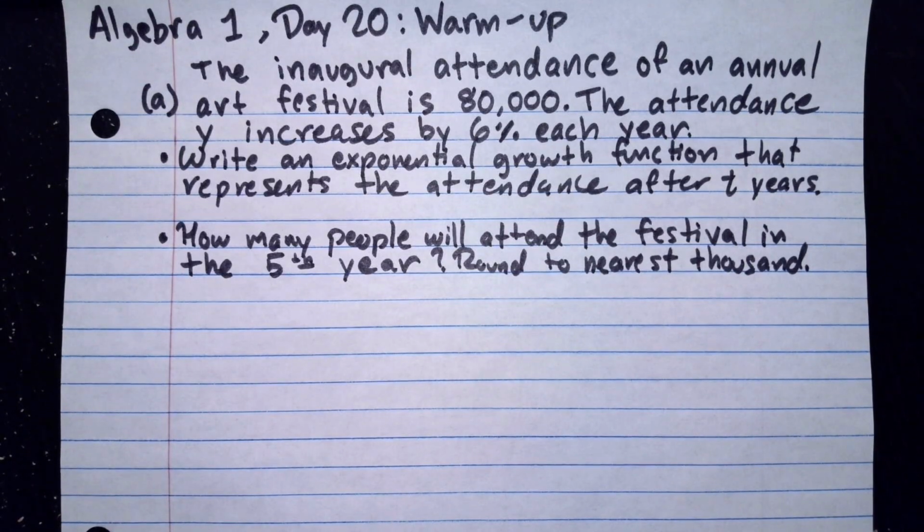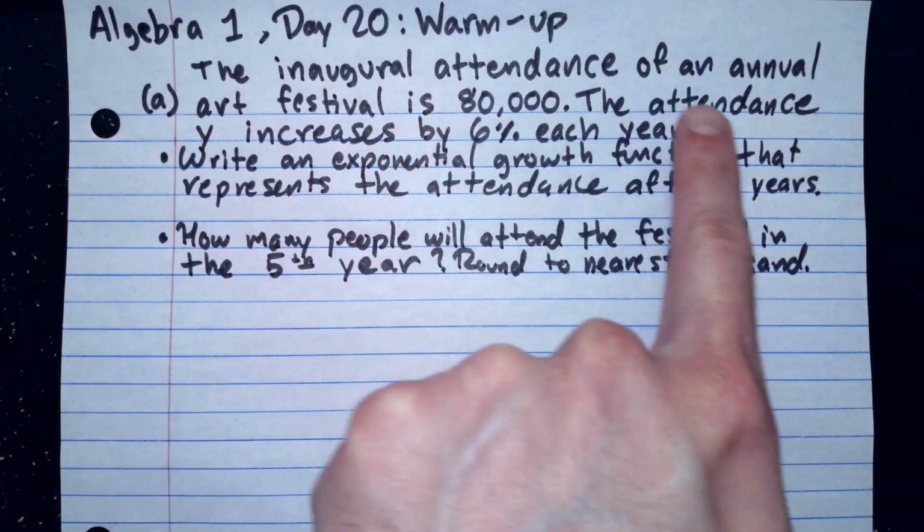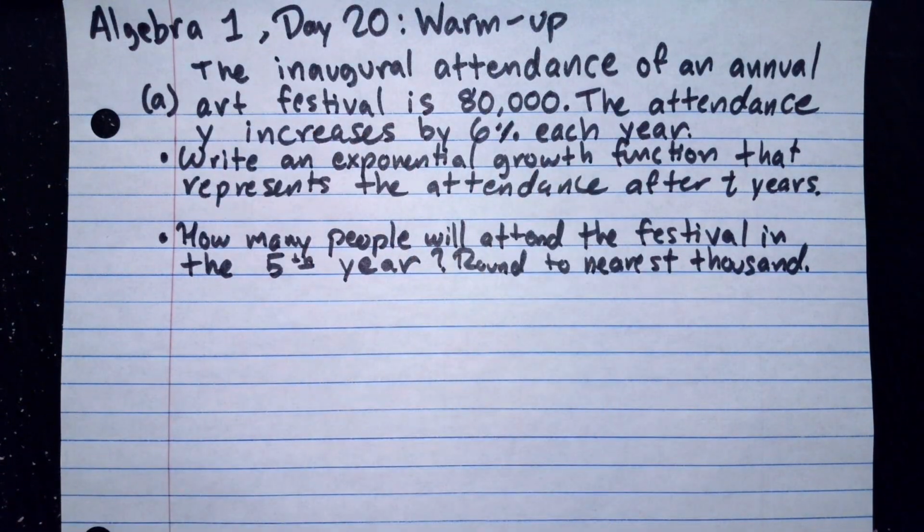Hey everybody, we're going to be working on the warm-up for day 20 of the Algebra 1 notes, and it says the following. The inaugural attendance of an annual art festival is 80,000 people. The attendance y increases by 6% each year. Write an exponential growth function that represents the attendance after t years, and how many people will attend the festival in the 5th year, rounded to the nearest 1,000.